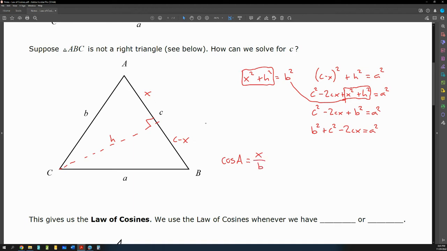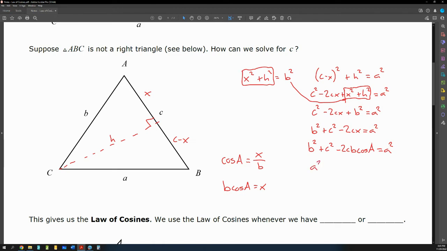Solving for X, we can multiply both sides by B, and we get the equation B cosine A is equal to X. Now we can substitute this equivalent expression, B cosine A, anywhere that we see X. So in this other equation, we have b squared plus c squared minus 2cx, but instead of x, we're going to plug in b cosine a. Okay? And this right here, this is our law of cosines.